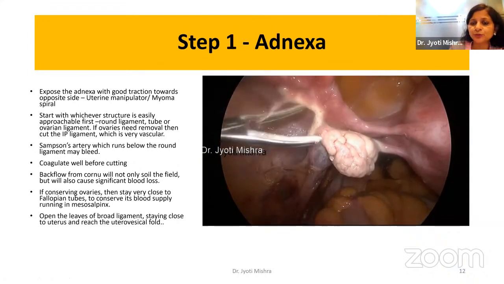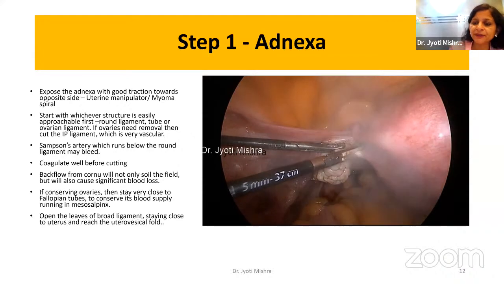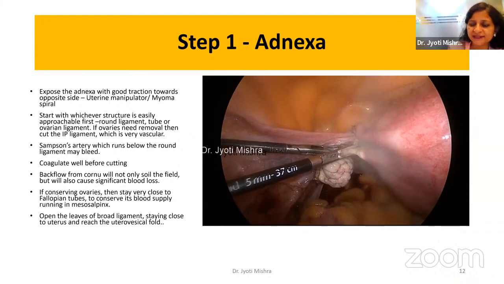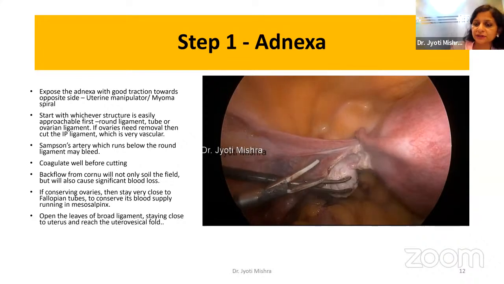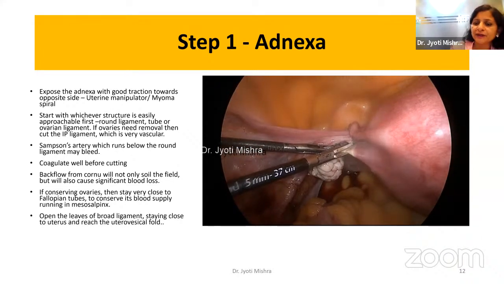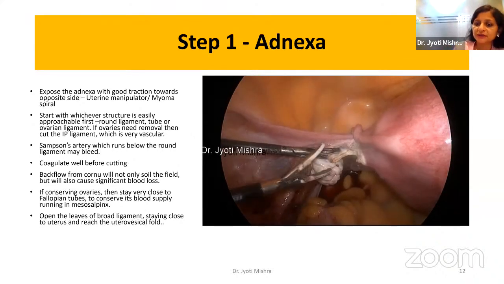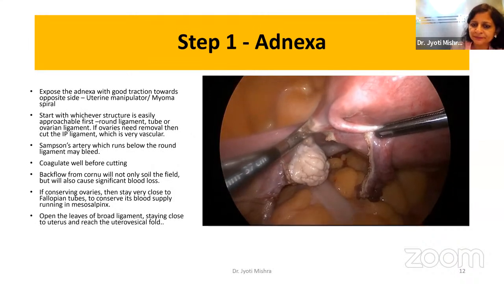First thing is the adnexa. So pick up the fimbria. Fimbria is the loose end of the tube. So lift it up, stretch it. The vaginal manipulator will take the uterus to one side and then go to all the 3 structures, that is the ovarian ligament, tube, and the round ligament. You should stretch the thing. Don't get too much into the substance of the uterus, nor should you stay away from the ovary.